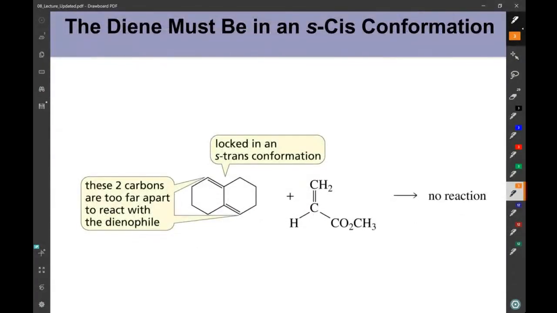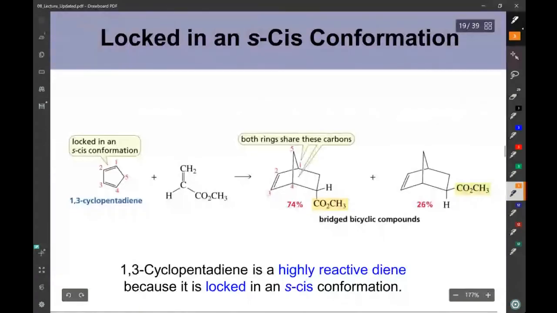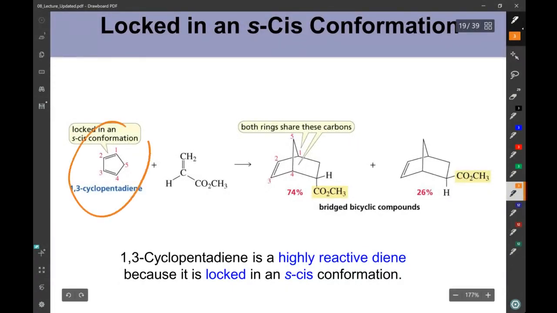In this other example here, this molecule is locked in the S-trans conformation, and because it is locked in the S-trans conformation, there will be no reaction. Locked in the S-trans, no reaction. Over here, if you look at this other molecule, it is locked in the S-cis conformation, and so there will be a reaction. This molecule is highly reactive because it is locked in the S-cis conformation. Does that make sense?